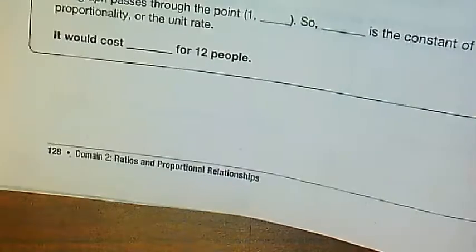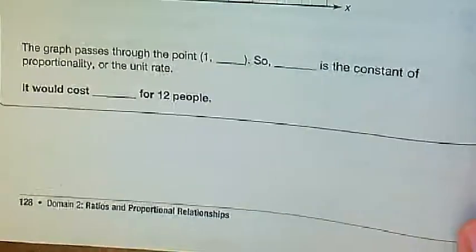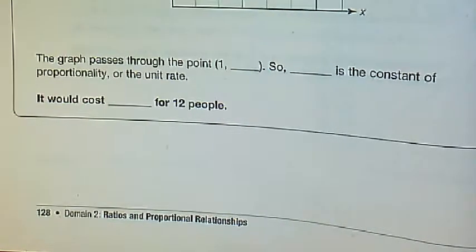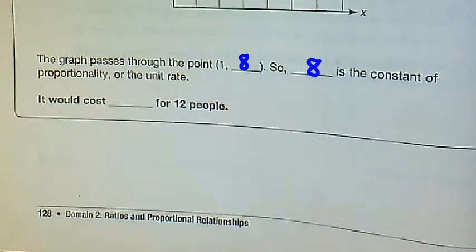So then our final question. The graph passes through the point 1, 8. So 8 is the constant of proportionality. And then if you look on our chart or on the graph, it would cost $96 for 12 people. All right, so that's all.